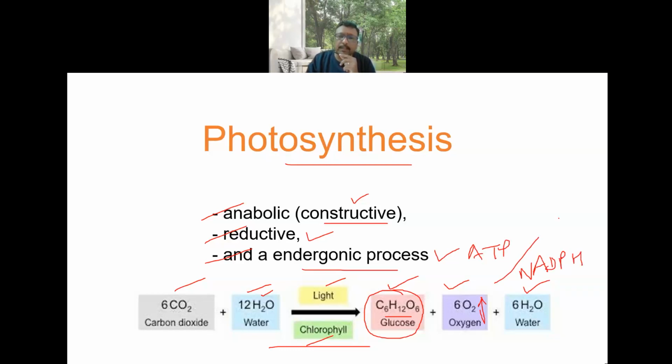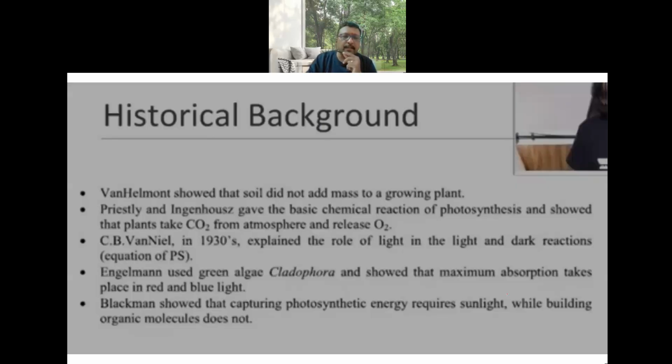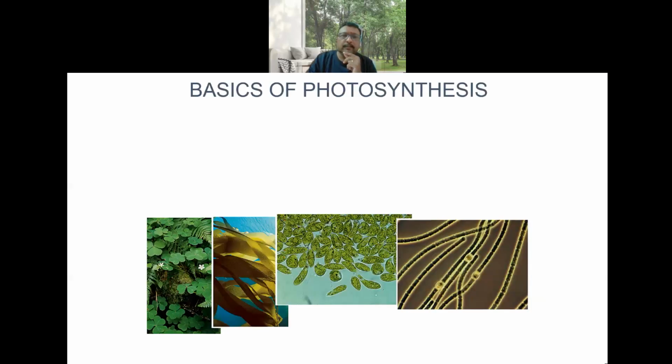This energy is utilized in the further process, that is carbon dioxide fixation. At that time this energy is utilized. If you look at the photosynthesis equation, 6 molecules of carbon dioxide combine with 12 molecules of water in the presence of light and chlorophyll to give rise to a C6H12O6 glucose molecule along with 6 molecules of oxygen and 6 molecules of water. We discussed the brief history part yesterday, so I won't go into detail.